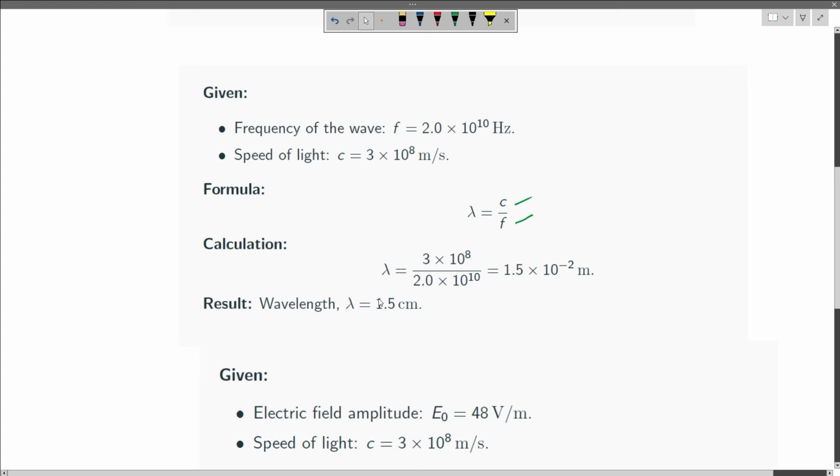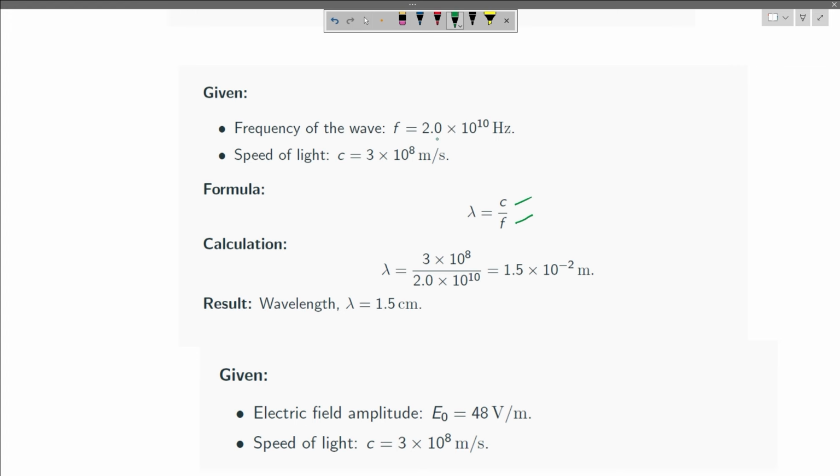So let's calculate the wavelength. The frequency of the wave was 2 × 10^10 hertz, and the speed of light was c equals 3 × 10^8 meter per second. The formula for calculating wavelength is c by frequency, that is the speed of the wave by frequency. Upon substituting the values, we get lambda as 1.5 × 10^-2 meter. So the wavelength is equal to 1.5 centimeter.